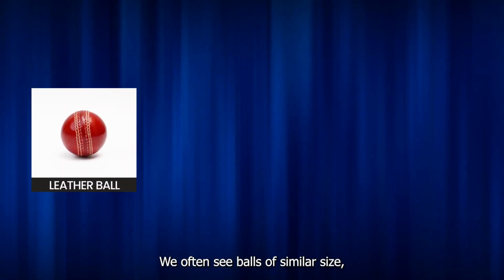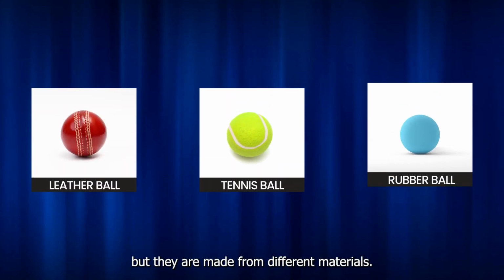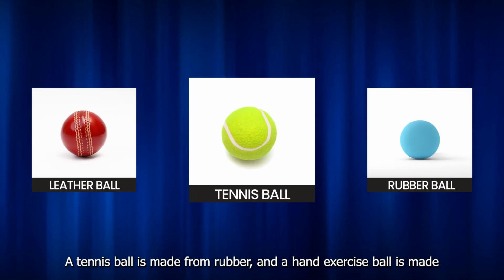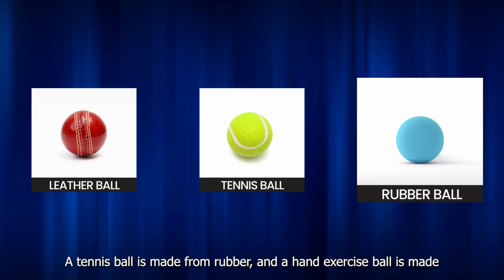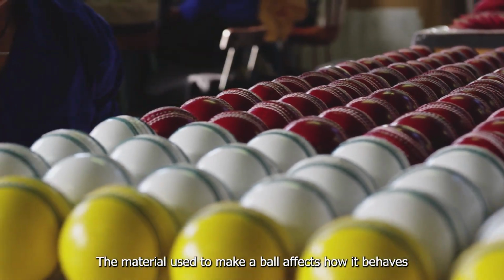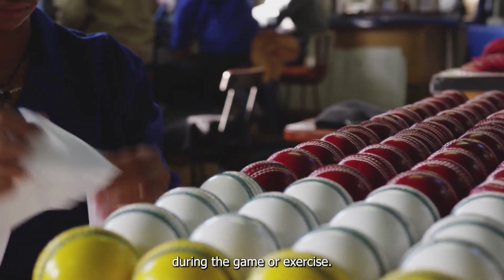We often see balls of similar size, but they are made from different materials. A cricket ball is made from leather, a tennis ball is made from rubber, and a hand exercise ball is made from soft rubber or foam. The material used to make a ball affects how it behaves during the game or exercise.